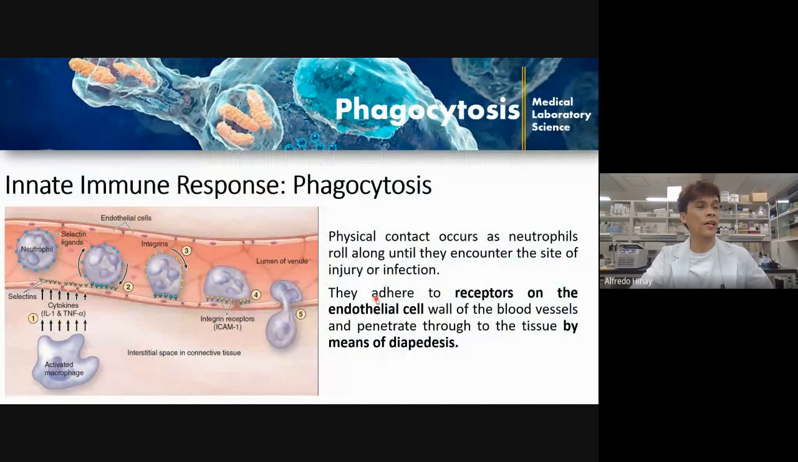So let's go back to your inflammation. As I mentioned in the previous video lecture, your activated macrophage will release your cytokines, and your cytokines will tell your endothelial cells to release your selectins. Your selectins will bind to the selectin ligands on your neutrophil, causing rolling, and there will be an expression of your integrin. Integrin is very important because it will bind to your ICAM-1. Then your ICAM-1 will help pull the neutrophil out of the lumen of the venule into the connective tissue. We call this process diapedesis.